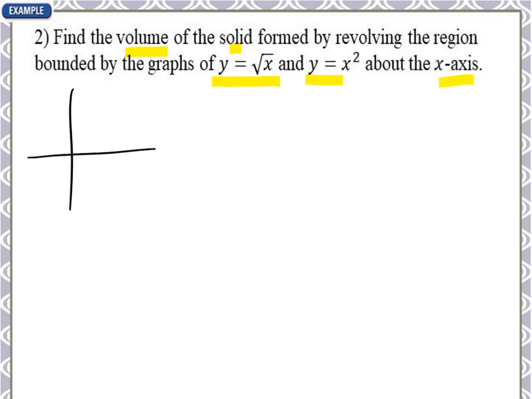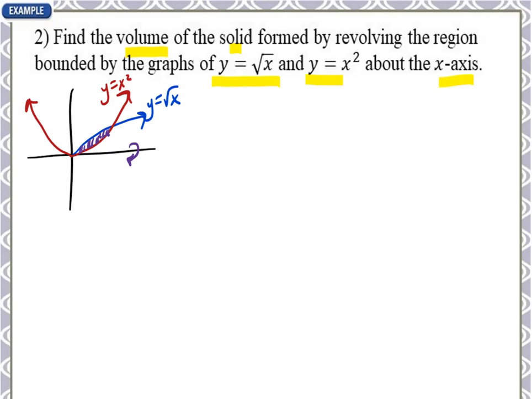So the graph of the square root of x is like half of a sideways parabola like that. So that's y equals the square root of x. And then the graph y equals x squared, of course, is just a normal upward opening parabola. So we're going to go over here, something like that. That's y equals x squared. And so you want to take this region that's bounded by these two curves, and then you're going to rotate it around the x-axis like so.